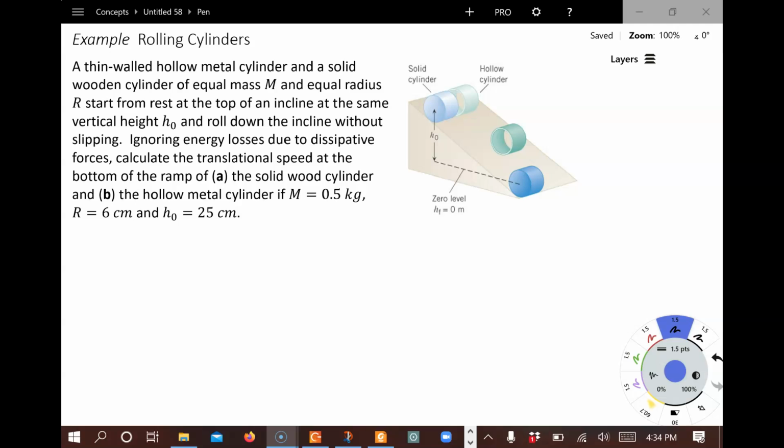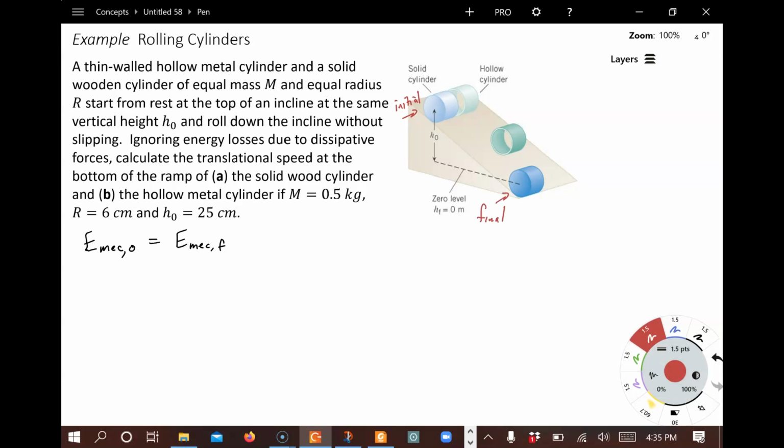So with the conservation of mechanical energy, we know that the initial mechanical energy at the top has a certain value, and it's going to be the same as the total mechanical energy at the bottom, right? So this is initial, where we start at the top, and this is final, where we end at the bottom. And we're going to be looking at kinetic energy and potential energy.